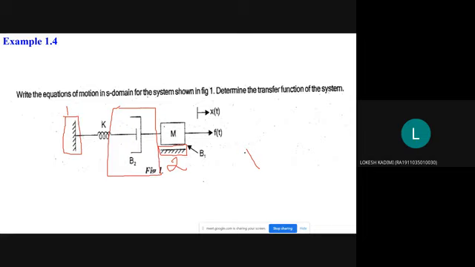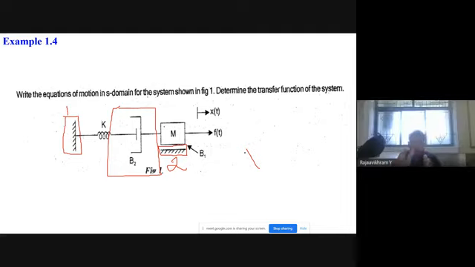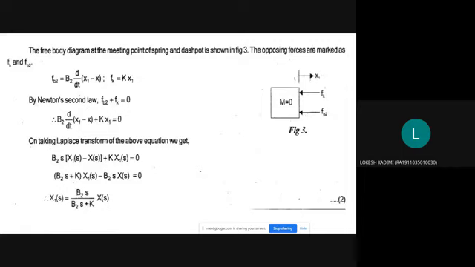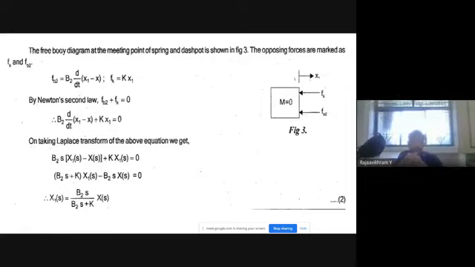So for each reference point, we consider an object, and from that we have to draw the free body diagram. For the first reference point, you consider the M. For the second reference point, M is 0, there is no M. So figure 3 is with respect to the reference point, figure 2.